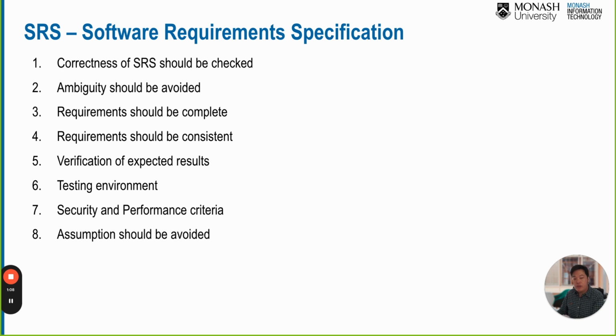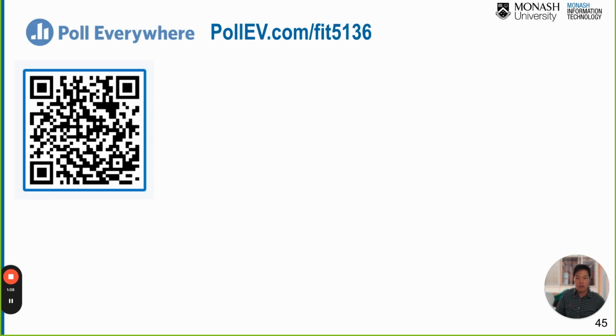When you say the system should be user friendly, it's not testable at all. It's not clear. You should describe the testing environment. For example, whether we develop mobile apps for Android or iOS, what the testing environment is across devices, or just iPad and iPhone. What are the security and performance criteria, and are there any assumptions that should be avoided?